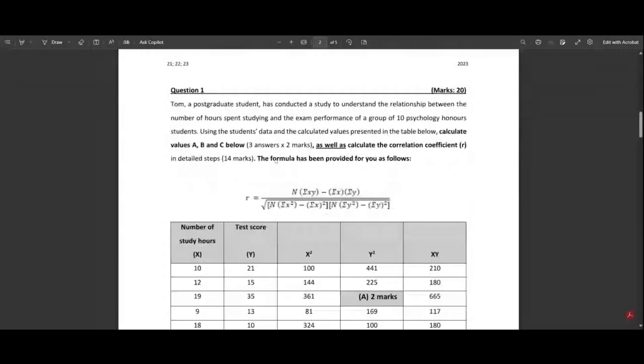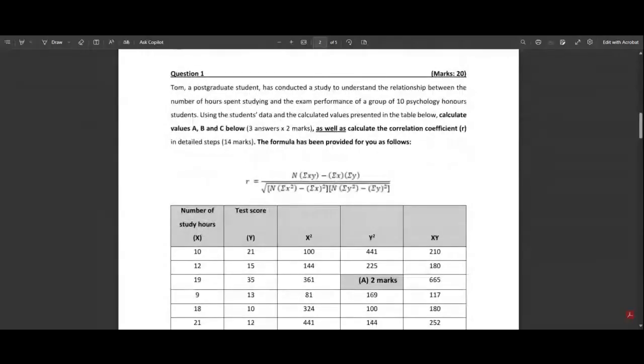So, okay, let's just look at this scenario. All right, so Tom, a postgraduate student, has conducted a study to understand the relationship. Okay, so there's the clue. I mean, the formula gives it away, but that's the buzzword, relationship, between the number of hours spent studying and the exam performance of a group of 10 psychology honors students.